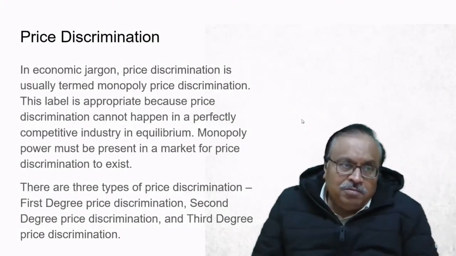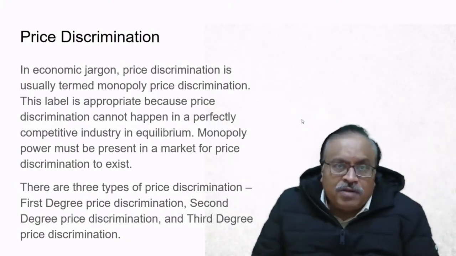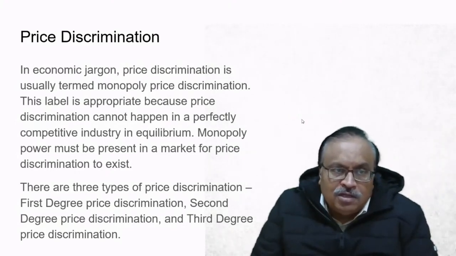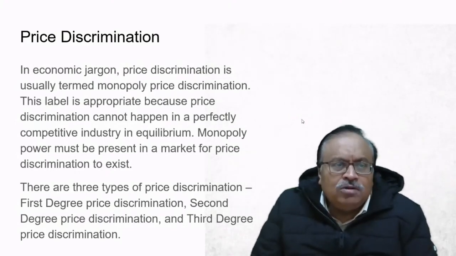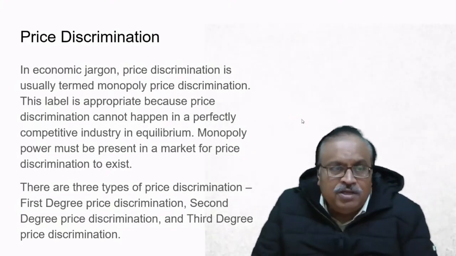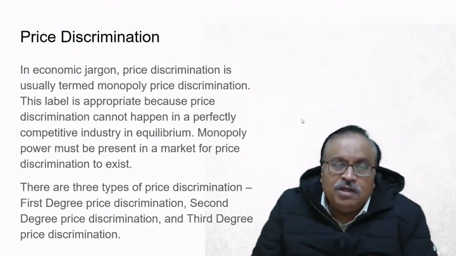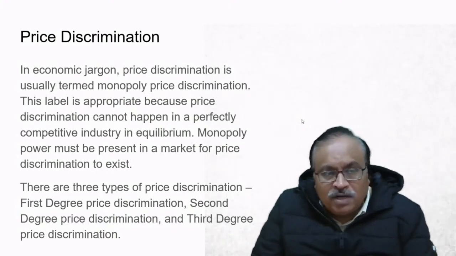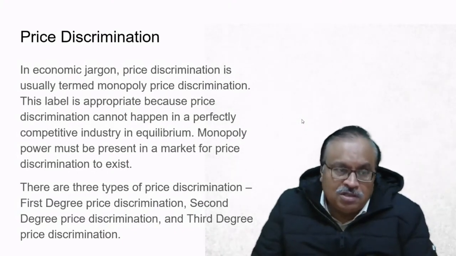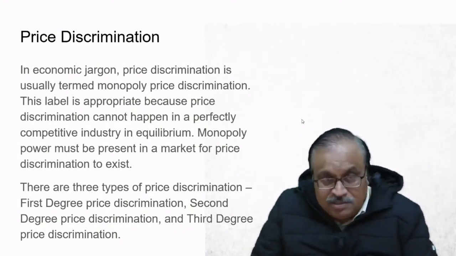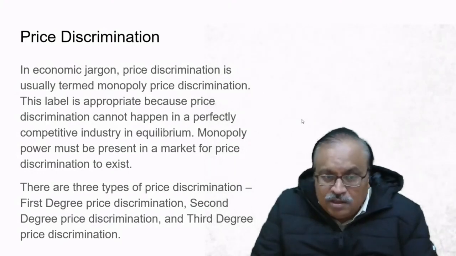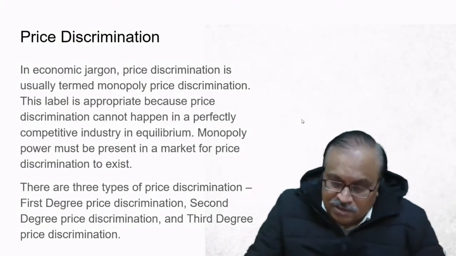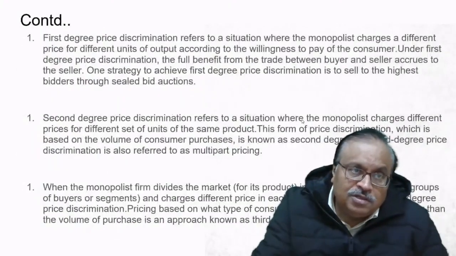Moving on to price discrimination. In economic jargon, price discrimination is usually termed monopoly price discrimination. This label is appropriate because price discrimination cannot happen in a perfectly competitive industry in equilibrium. Monopoly power must be present in a market for price discrimination to exist. There are three types of price discrimination: first degree, second degree, and third degree price discrimination.